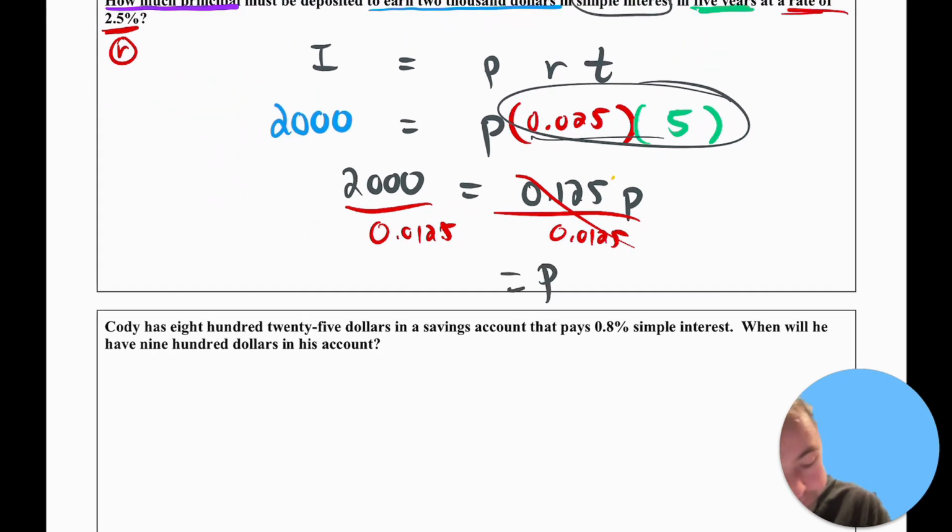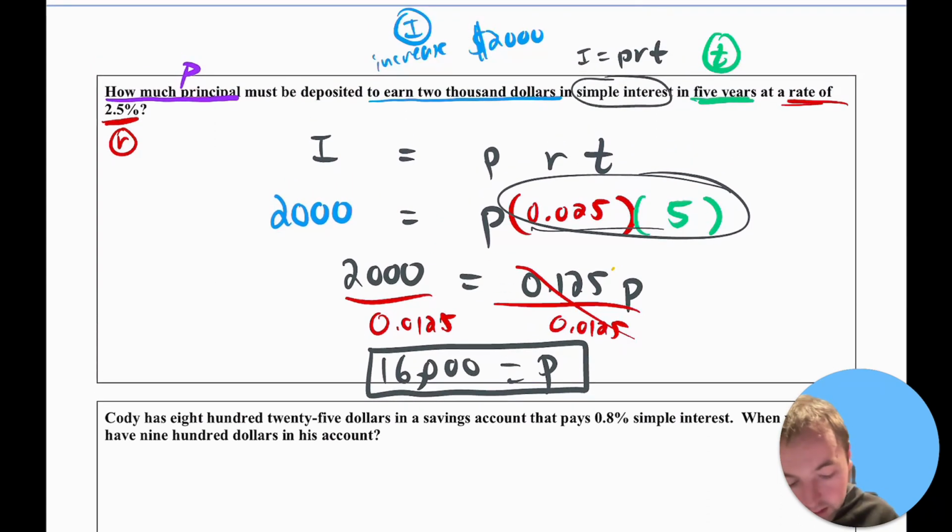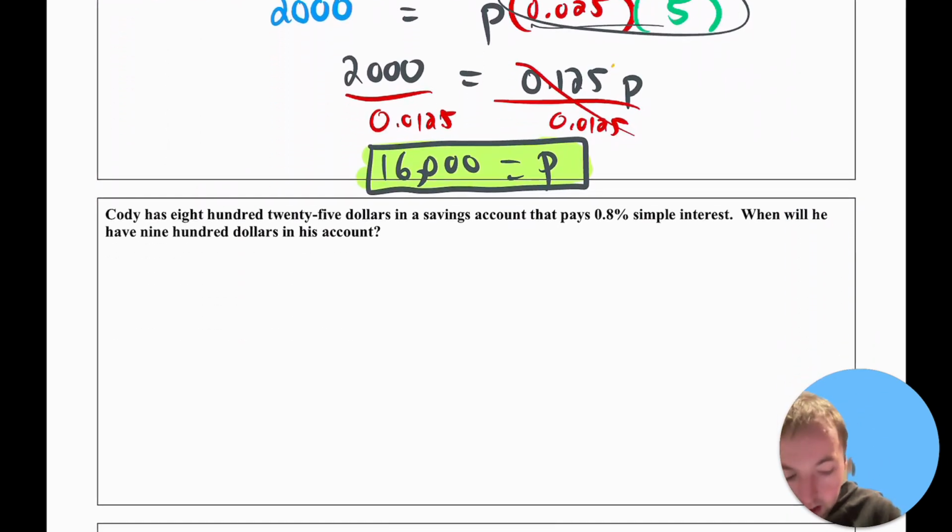So if we just divide that out, 2,000 divided by 0.125, we end up getting $16,000 has to be your principal, right? So you have to start out with $16,000, and then if it grows at 2.5% for 5 years, it should gain $2,000. So recognize then that would mean you'd have $18,000 in the account, right? Because that's 2,000 more. Awesome.